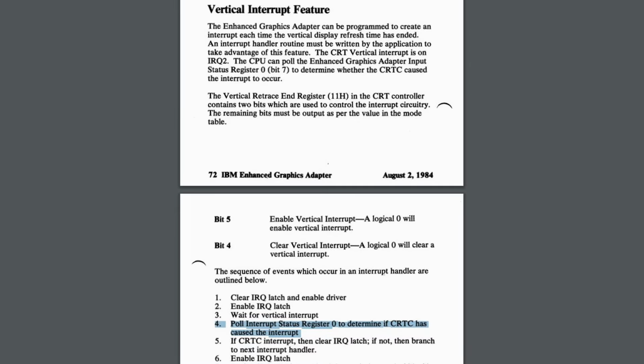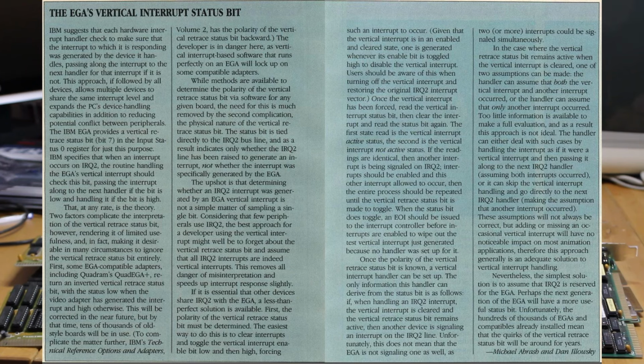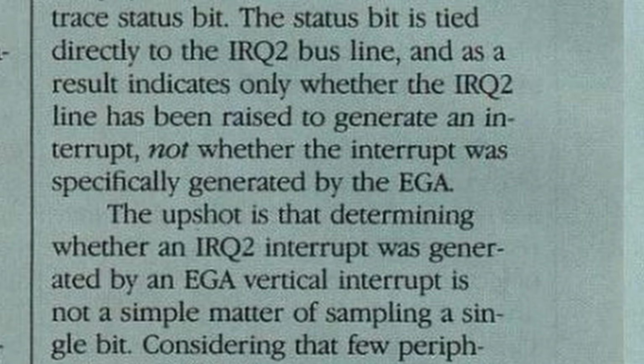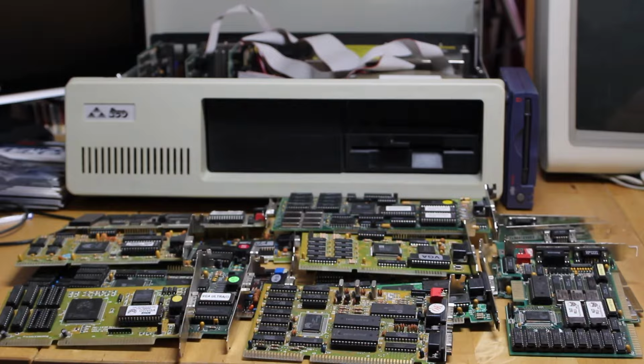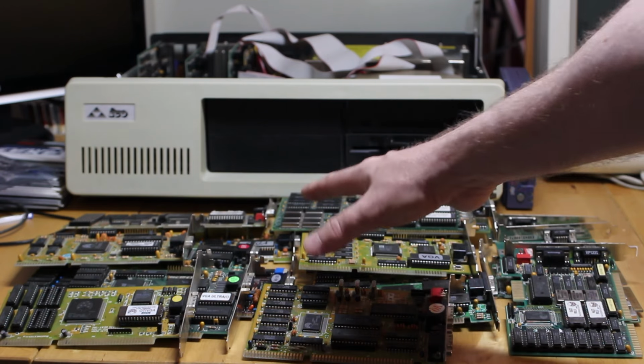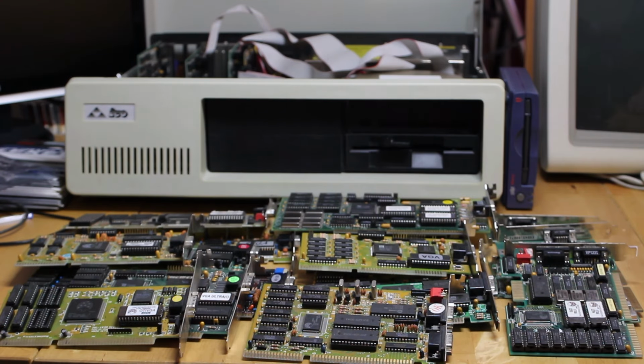But there's also another problem. The IBM documentation is wrong when it talks about how to tell whether the interrupt came from the EGA card, or in this case the VGA card. It turns out that that test will only tell you if something triggered an IRQ2, which is not at all helpful. And there is a way around it, but even then, there's no way to tell whether something else triggered an IRQ2 at the same time. So it's really not a particularly reliable mechanism when it comes to the AT and above.